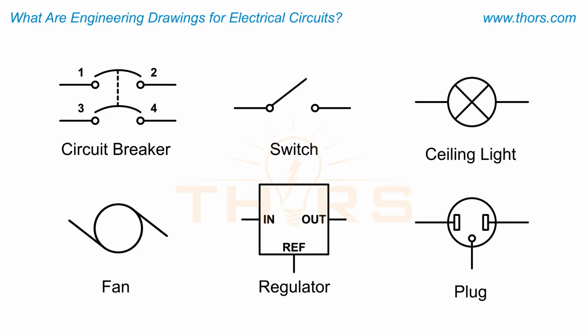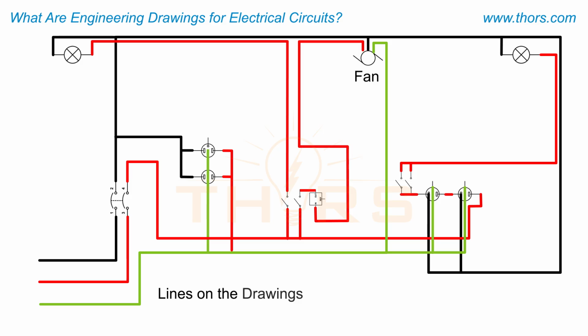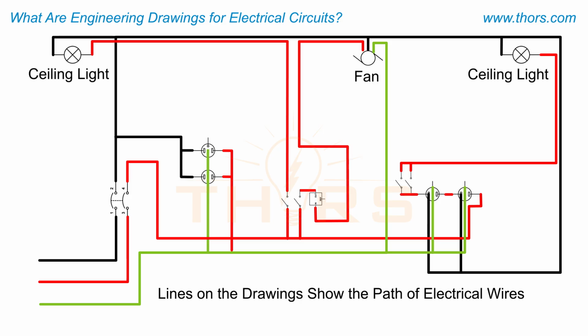Electrical drawings use special symbols to represent different electrical components. For example, a circle with a cross inside represents a ceiling light, and a single line with a break represents a switch. These symbols are like shorthand for electricians, saving time and space on the drawings. Lines on the drawings show the path of electrical wires.